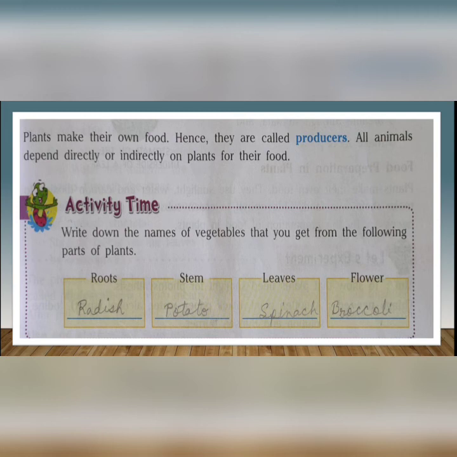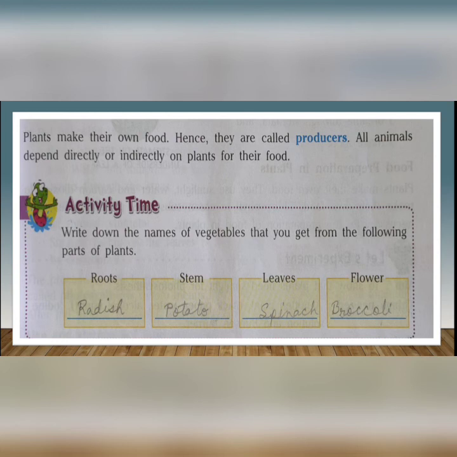And carnivores eat the herbivores. So herbivores are dependent on plants. That means indirectly carnivores are also dependent on plants for their food. Okay, not directly but indirectly.